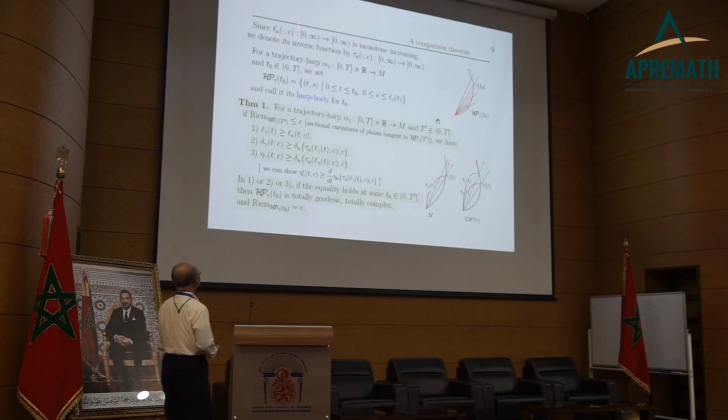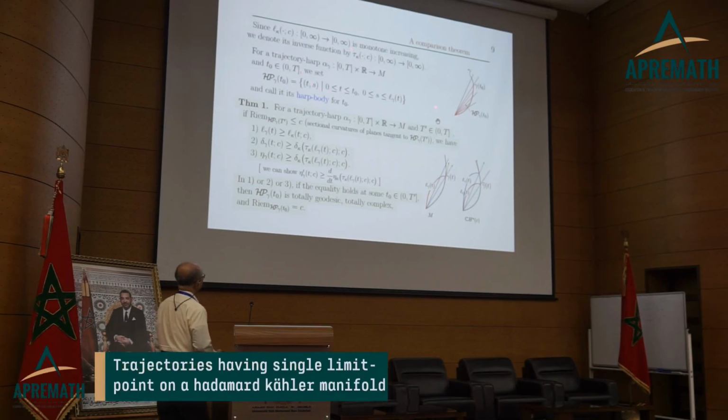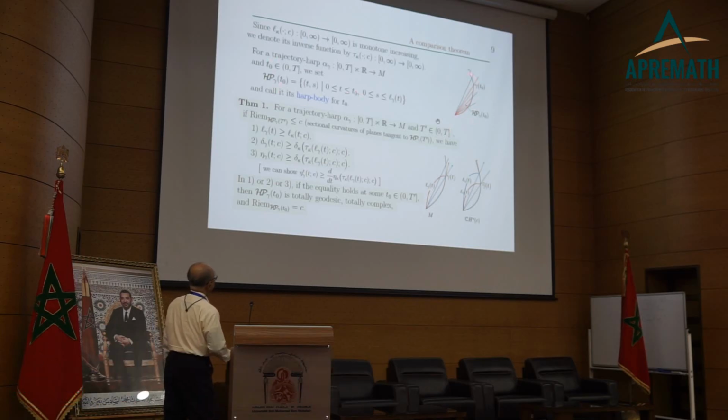Since the string length for the complex space form is monotone increasing, we denote its inverse function by tau kappa. We call this red part the half body at T naught. This is a comparison theorem.